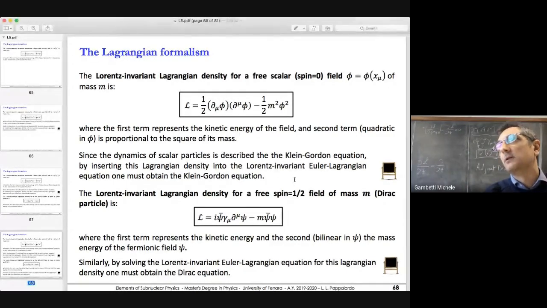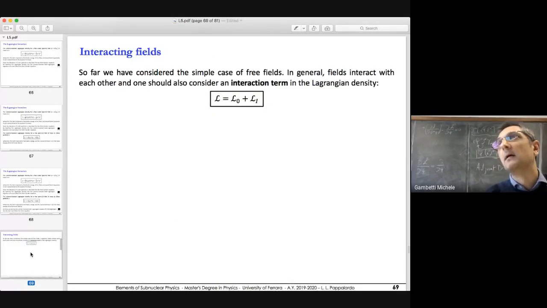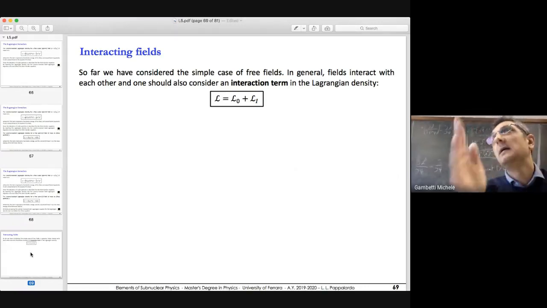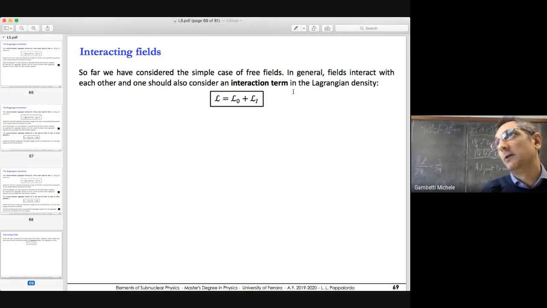Okay. So we proved that this is the Lagrangian for a free scalar particle, and this is a Lagrangian for a free spin-1/2 Dirac particle. We will make a lot of use of these two Lagrangian densities in the future. Now, so far we have considered the simple case of free fields, so not interacting fields. Of course, in general, fields can interact with each other or with a potential, and so we should also consider an interaction term in the Lagrangian density. So we have the unperturbed or free Lagrangian term plus some interaction term.